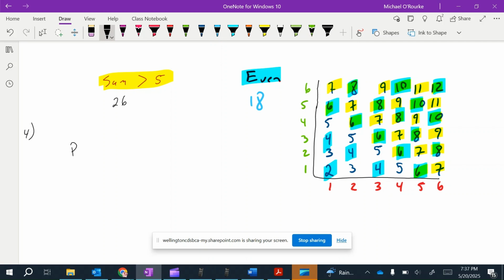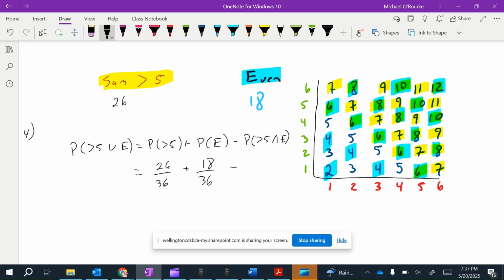So my formula here: probability of greater than 5 or even will be equal to probability of greater than 5, plus the probability of even, minus the probability of greater than 5 and even. So if I look here, I have 26 over 36 plus 18 over 36 minus how many times does it both occur? So I'm going to count how many times I have double colors here.